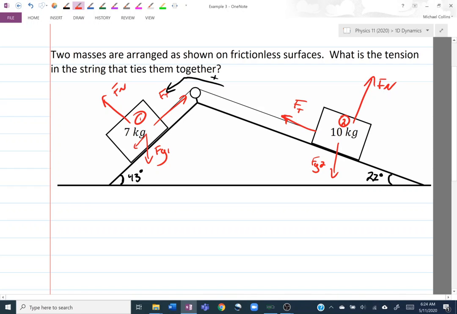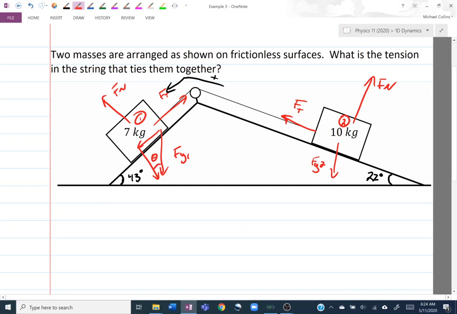So maybe I'll draw this just a little bit bigger so that we can see it a bit better. This is my Fg1. We're going to have to split it up into components that are parallel to the surface and perpendicular, and we know that this is going to be theta. That'll be our angle right in there.